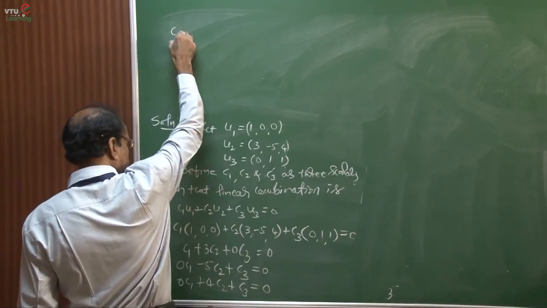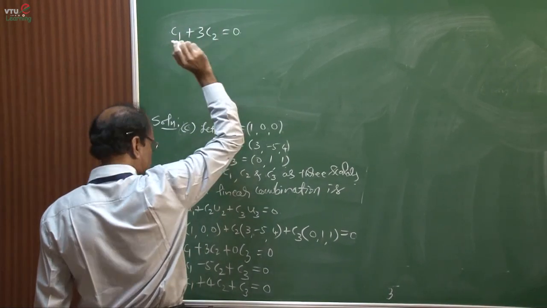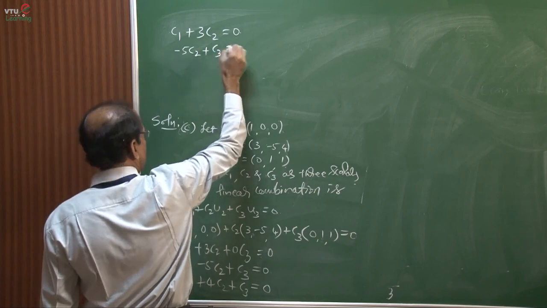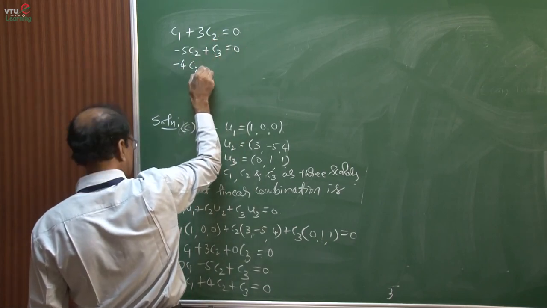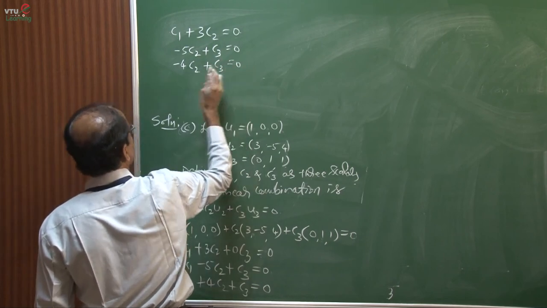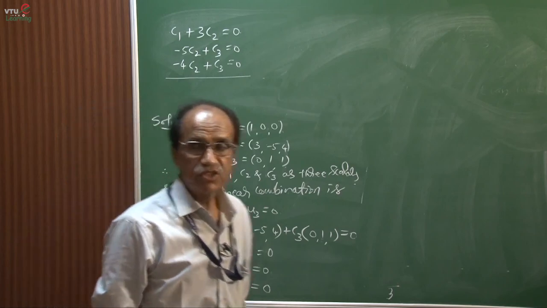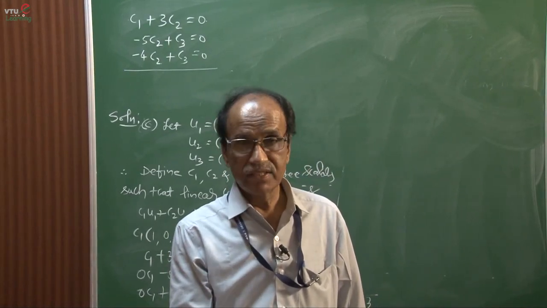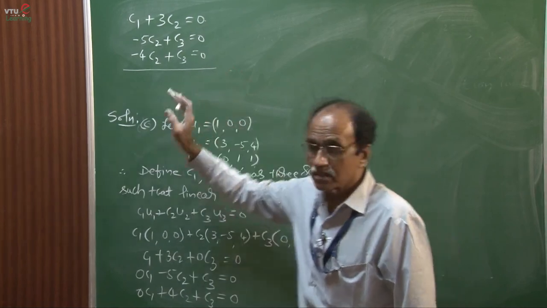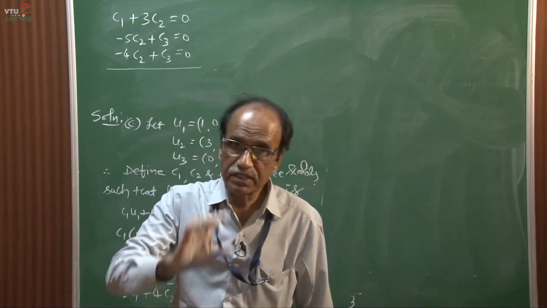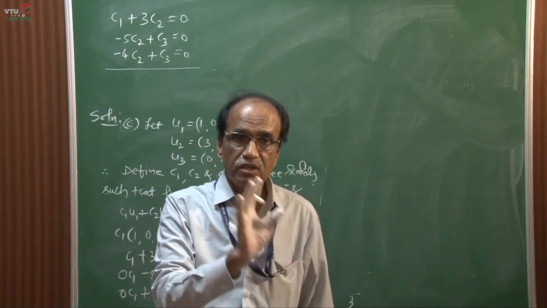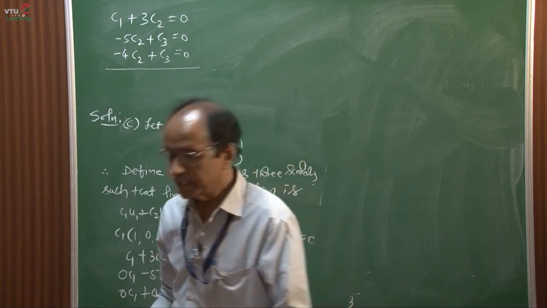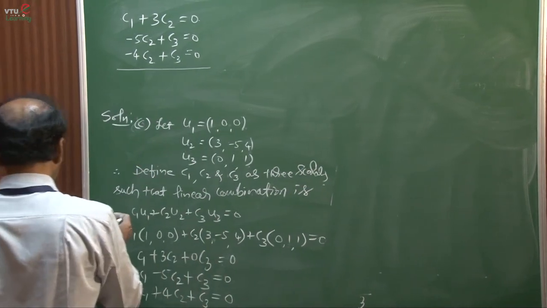And finally, you have these three equations. That means C1 plus 3C2 is equal to 0, and minus 5C2 plus C3 is equal to 0, and 4C2 plus C3 equal to 0. These are the three important equations you are getting. Now, you have to solve these three equations to find the values of C1, C2 and C3, because these three equations will give the values. If all the three are leading to C1 is 0, C2 is 0, C3 is 0, we get a trivial solution. If you are not getting a trivial solution, then we will declare that they are linearly dependent. So, the values of these three: C1, C2, C3.